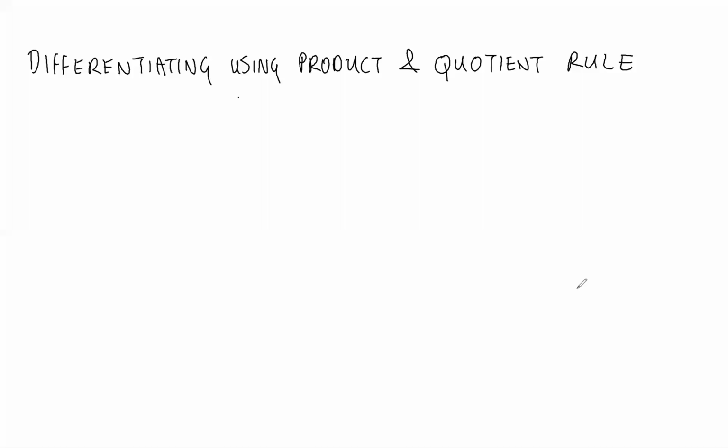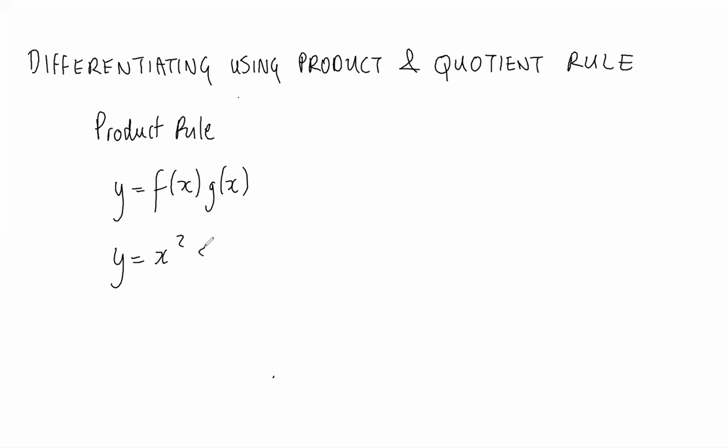Okay, so differentiating using the product and quotient rule. The product rule is used when you have y equals f of x, g of x, a product of two functions. For example, we could have y equals x squared sine x. Unlike the chain rule, you can't split it up, but with the product rule here, it's two separate functions multiplied by each other.